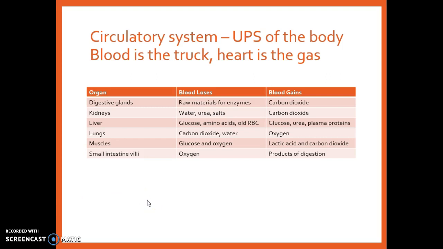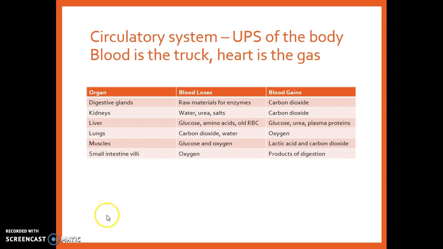If it's helpful, think about the circulatory system as like UPS, the UPS guy that delivers Amazon packages to you. The blood is that UPS truck. The heart is the gas that makes that UPS truck go. As that truck, the circulatory system, arrives at different points within your body, some things will be offloaded and some things will be picked up.